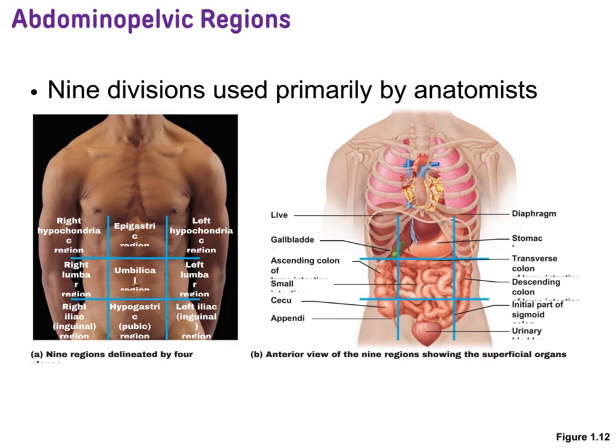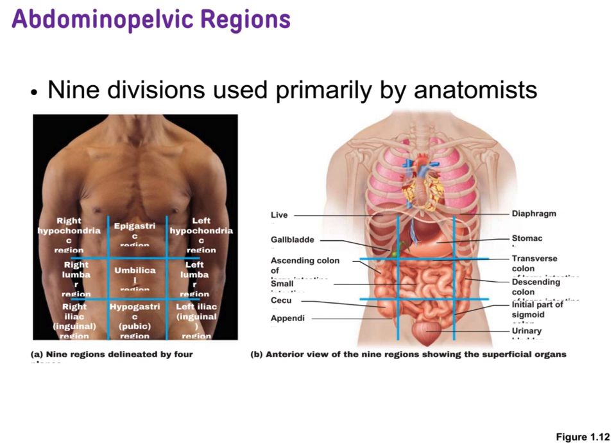Makes sense. So for example, the stomach is predominantly in the epigastric region. The bladder is in the hypogastric region. Most of the descending colon is going to be located in the left lumbar region, but you want to know in general where a lot of these organs are located. So make sure you come back and practice this.